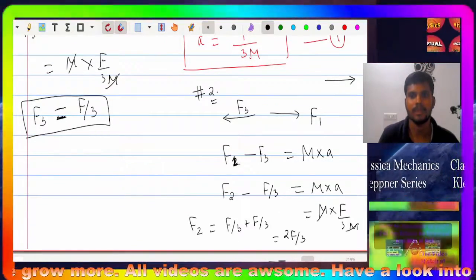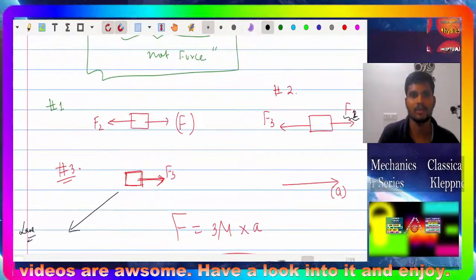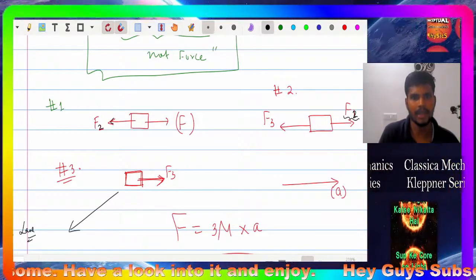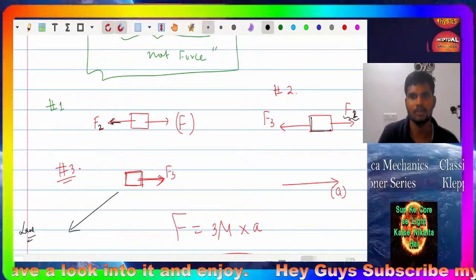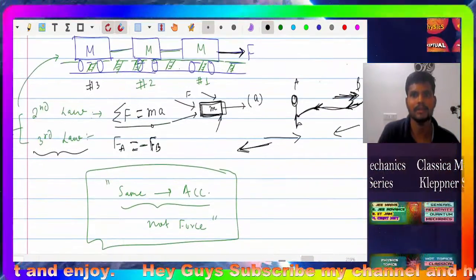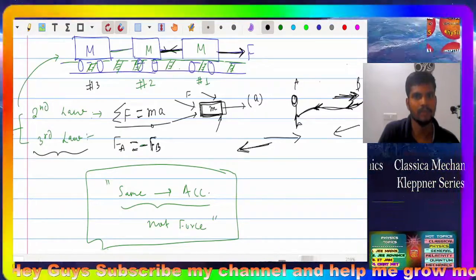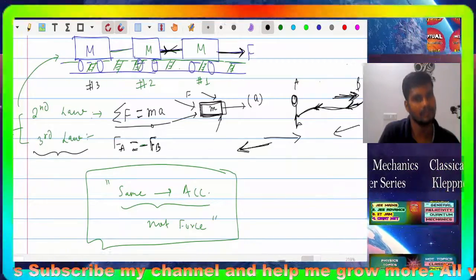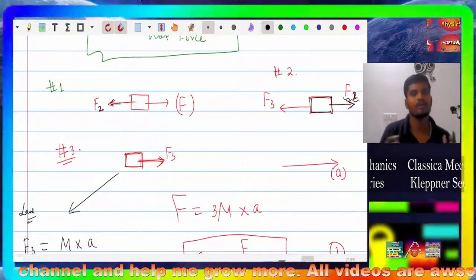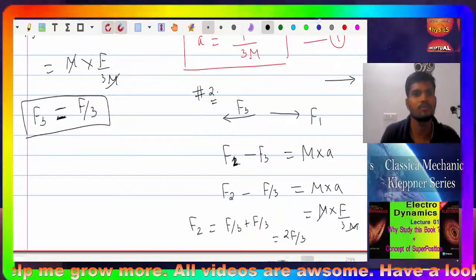Now you may ask why F2. We have already seen that this is your F2, and I mistakenly wrote it differently, because this is the F2, and therefore for coach 2 this F2 will be acting there, because it is attached by this rod, and if it is pulling with this F2, then by action and equal reaction, both are the same thing. So you have to follow Newton's third law in such a manner. So we saw that F2 is equal to 2F by 3.